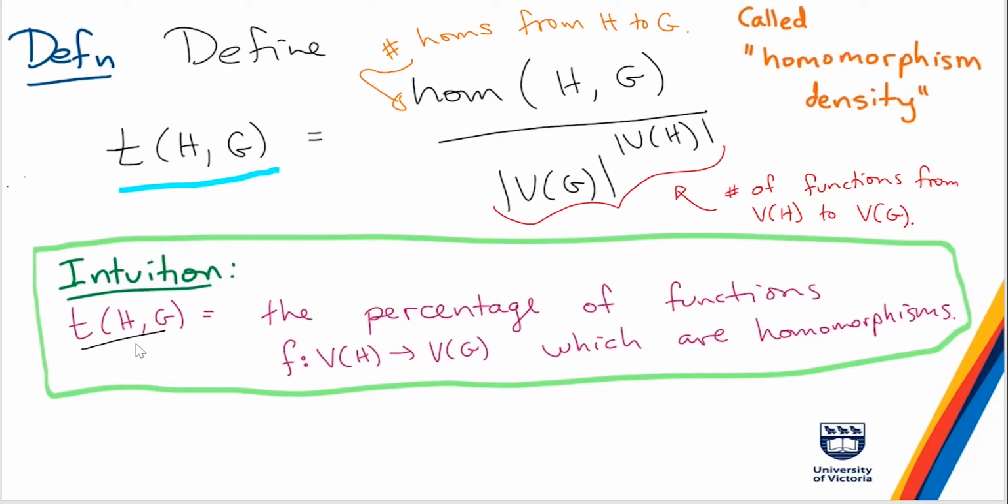Or in other words, suppose I took a function from v of h to v of g randomly, or like put them in a bag and pick one out at random. I don't know how they got in a hat if they were in the bag, but anyway. This would be the probability that it's a homomorphism. So this is so far just a definition, but is it clear?